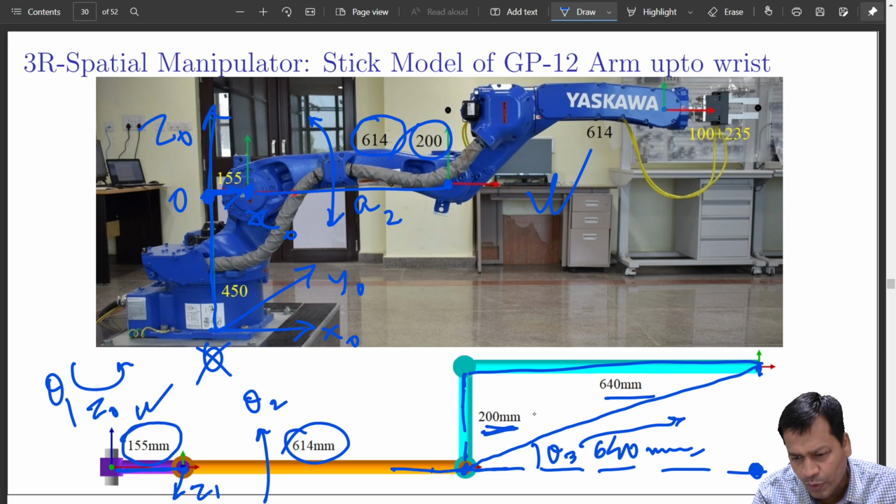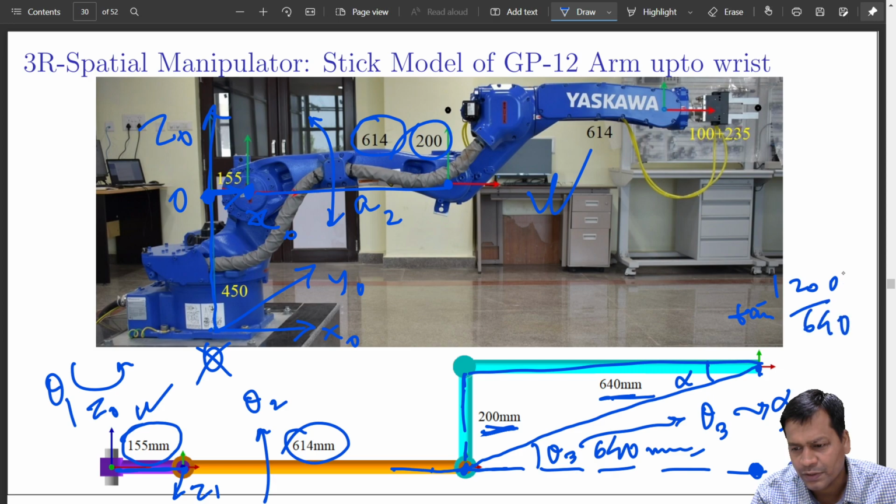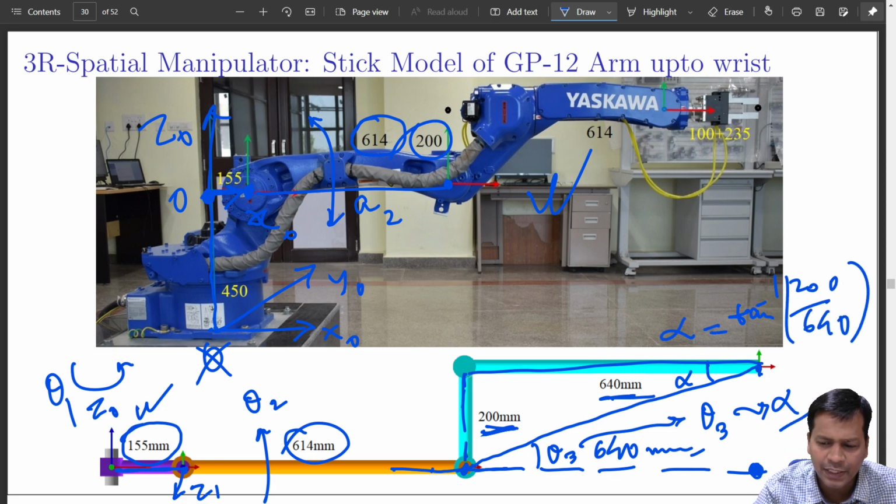If you take 200 and 640, you can directly find out what will be my theta 3. Maybe it may have some default angle, that is alpha if you take it. So how much is alpha? Alpha is this, that is tan inverse of 200 by 640. Is it doable? So this is your permanent angle alpha. So that alpha is in the home position, and then anything theta 3 goes above that. So this is how this is constructed.